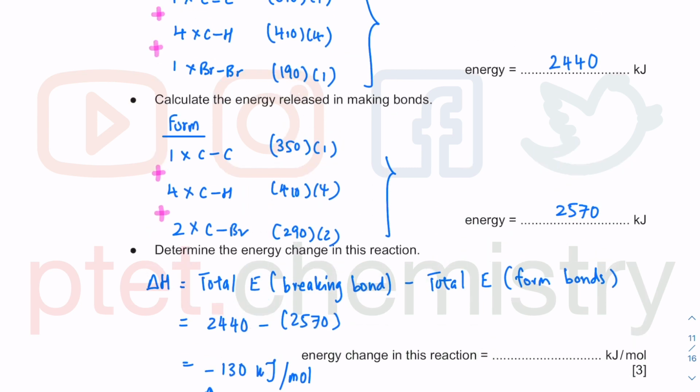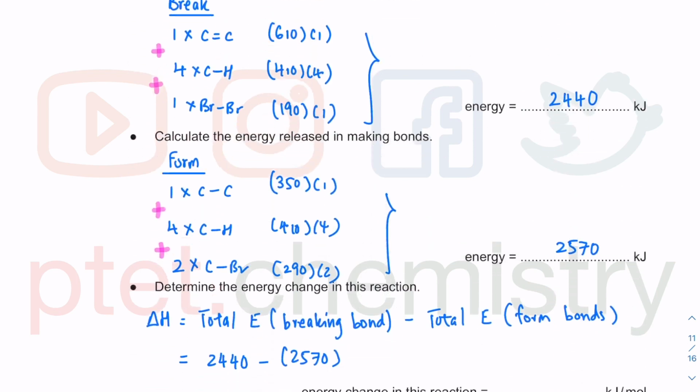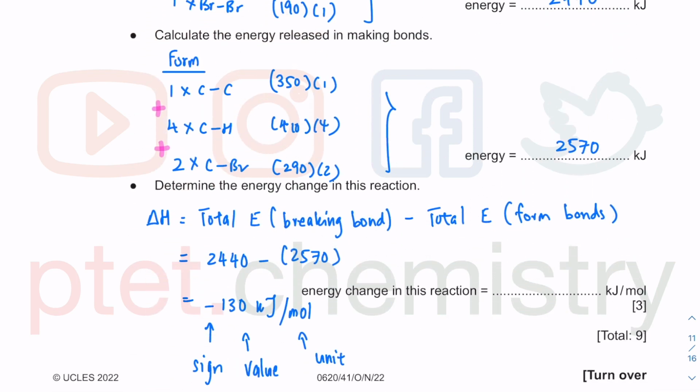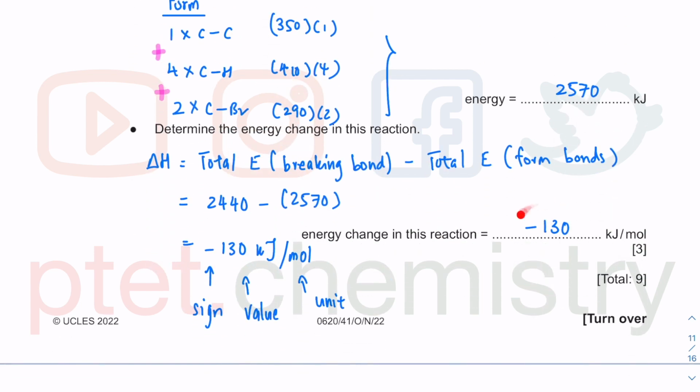By right, these are kilojoule and kilojoule. The kilojoule per mole means per mole of what is reacting. So we're looking at 1 mole of this reacting with 1 mole of that. This is the stoichiometric quantity, how much energy for 1 mole of the reactant. So minus 130: sign, value, and unit for this overall 3 marks calculation. Here they ask you to break it down step by step, but if they didn't give you the steps, you should be able to do the calculation as well, based on total energy for bond breaking minus the total energy for bond forming. That's it for these 3 marks, and that's it for this overall 9 marks question.